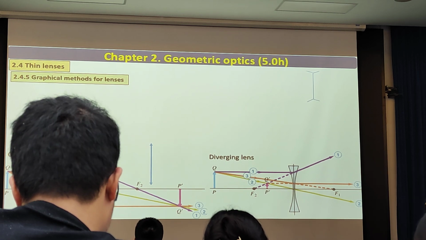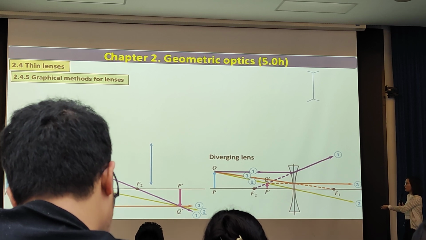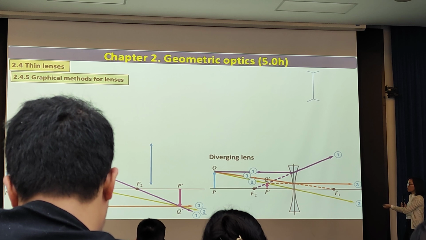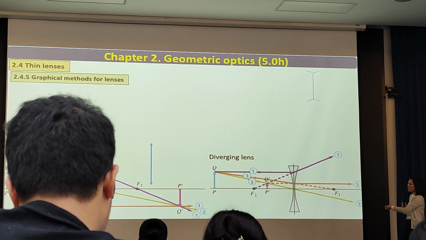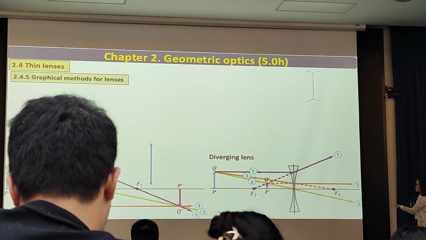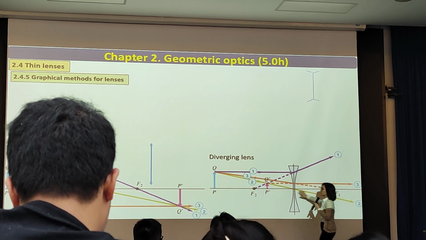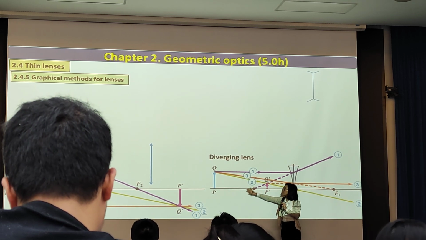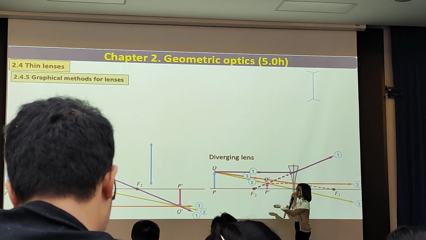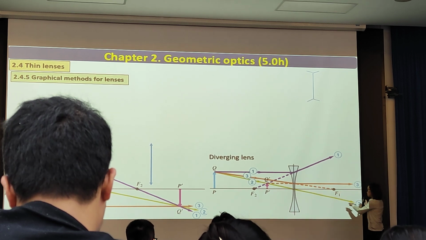Okay, now we see the graphical methods for lenses, very easy. We have two cases, for converging lenses and diverging lenses. So these three rays: a ray parallel to the optic axis will pass through the second focal point. Pay attention, the second focal point for the diverging lens is here, so it goes like this. The ray through the center goes straight.